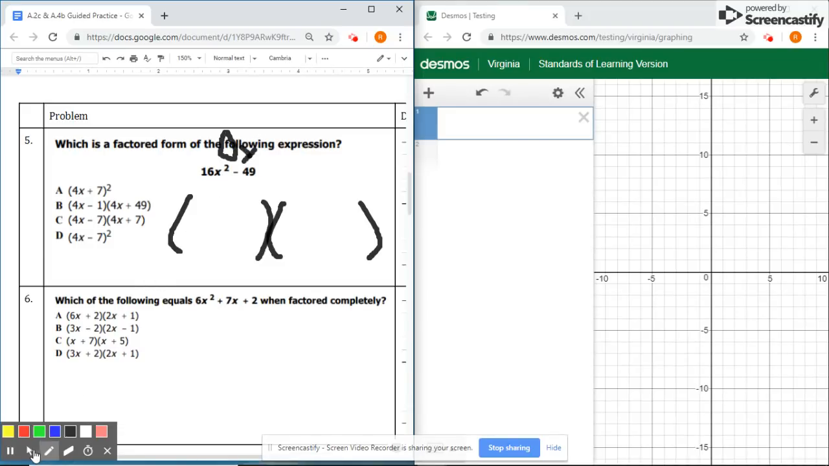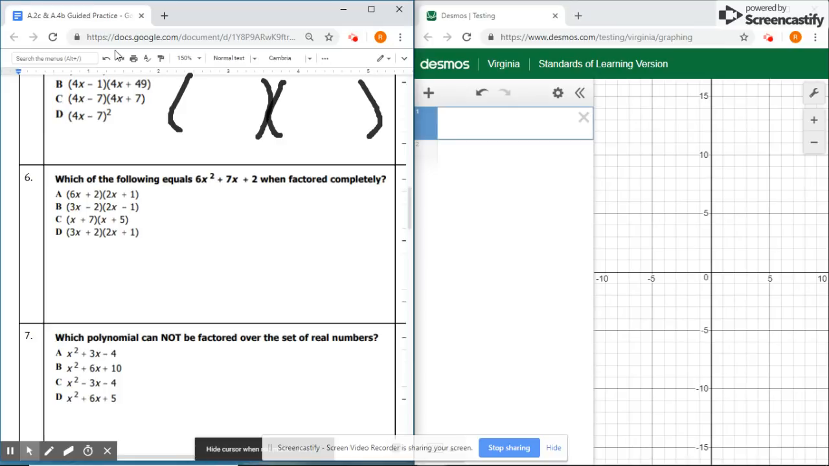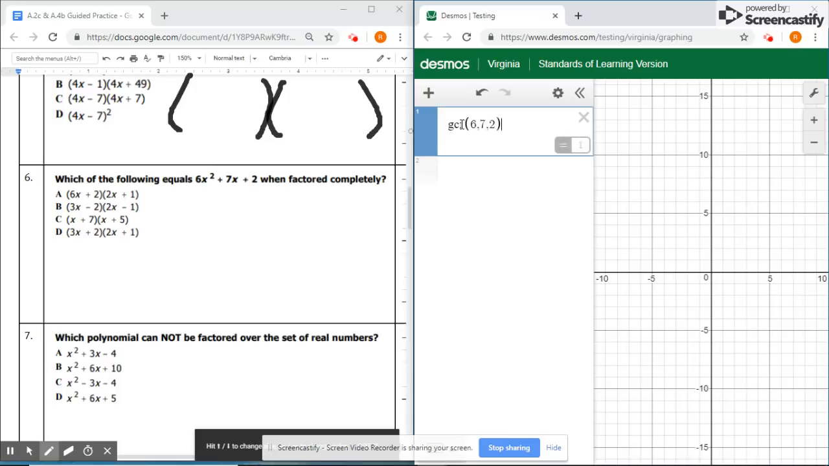All right, I'm going to go down to number 6. We'll do 6 together. We have 6x squared plus 7x plus 2, so I'm going to check for GCF first. I don't think there is, but it won't hurt to double check. It says 1, so there is no GCF. So we're going to try to factor here.